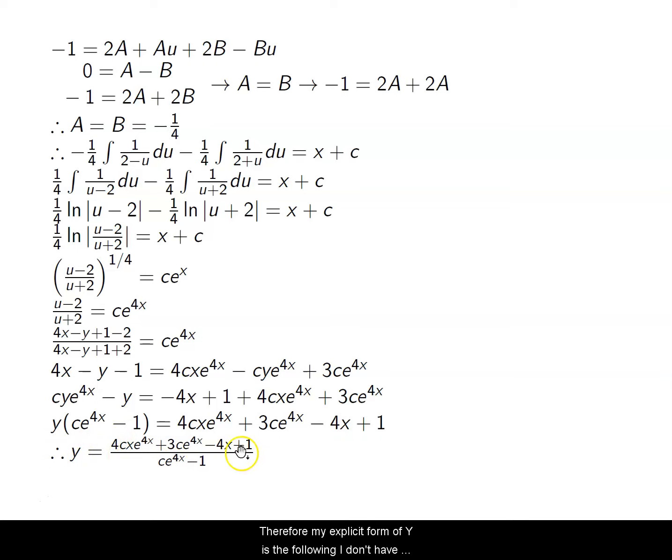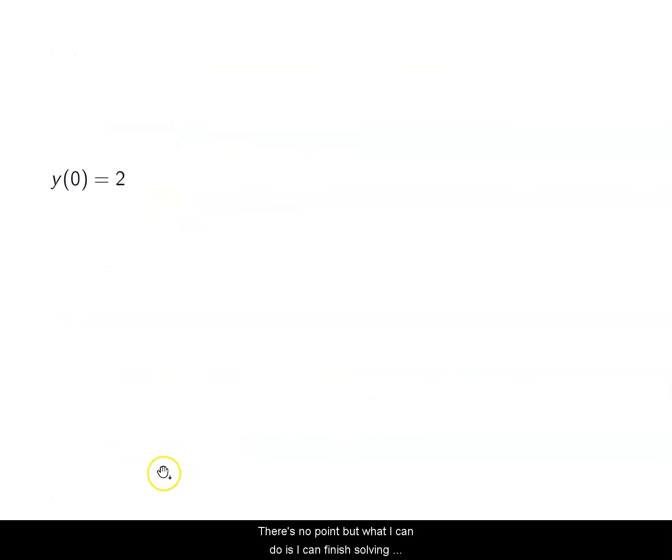I don't have anything that I can do left over here. There are no common factors. I can factor out e to the 4x and this c a little bit, but that's not really going to help me. I can't put it in a factorable form, so there's no point, okay? But what I can do is I can finish solving for c, okay?